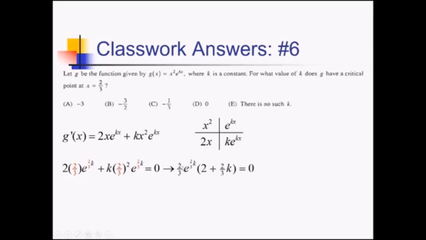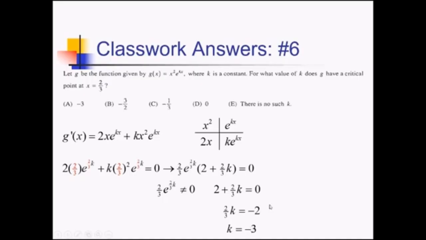Now this term over here, 2/3 e to the 2/3 k, because that's exponential, there's no way that's ever going to equal 0. So that's a dead end, and we don't have to really deal with it further. This next one, though, we'll set this parentheses equal to 0. And I can subtract 2 from both sides, multiply both sides by 3 halves. Negative 2 times 3 halves. The 2's cancel. That just comes out to negative 3. So that's our k value then.